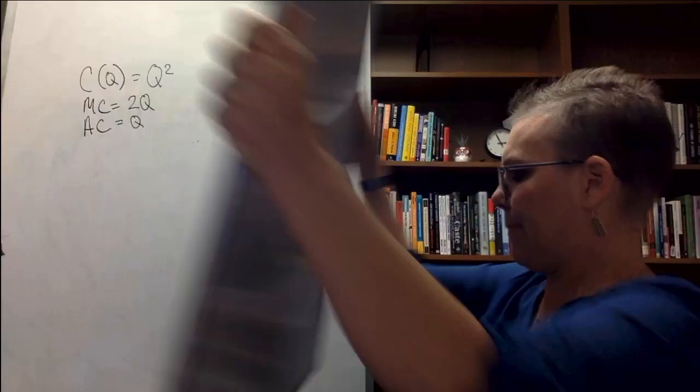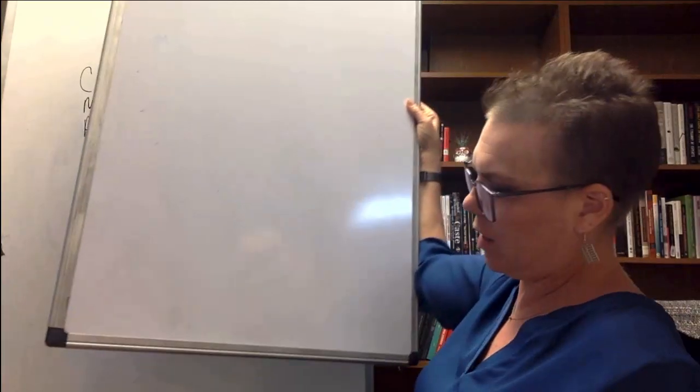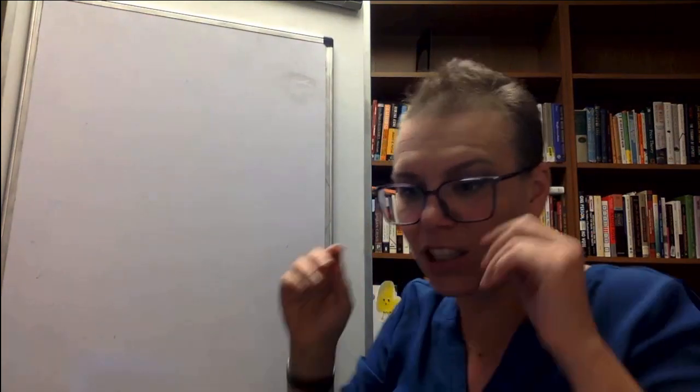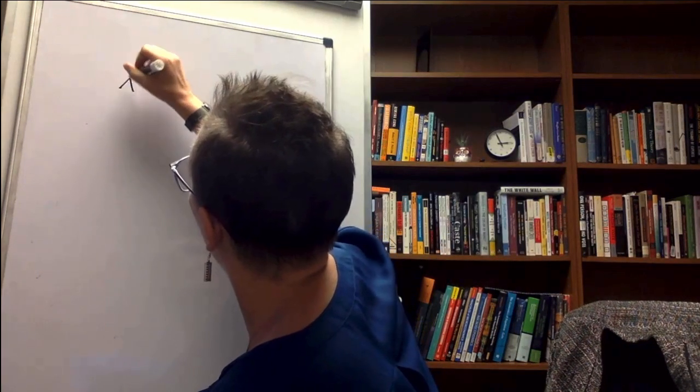Okay, here we go. And that way we can go back and forth between our calculations and our graphs seamlessly. Okay, so we want to graph marginal cost, average cost, demand, and marginal revenue. So let's start in price and quantity space.